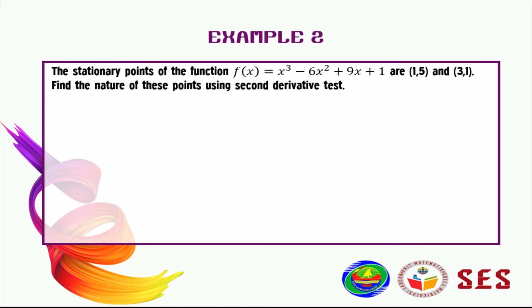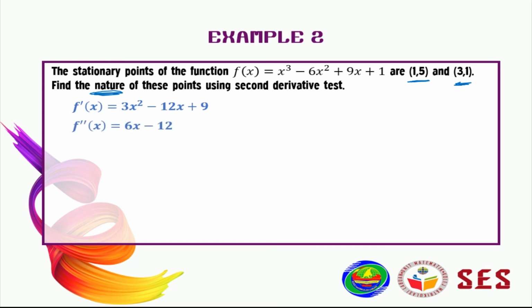Now let's do example 2. The stationary points of the function are (1, 5) and (3, 1). Find the nature of these points using the second derivative test. Okay, so you have two stationary points and you need to find the nature of these points. So you need to determine which one of the points is a relative maximum and which one is a relative minimum. In order to do that, you first need to have your first derivative, and then you need to find your second derivative.